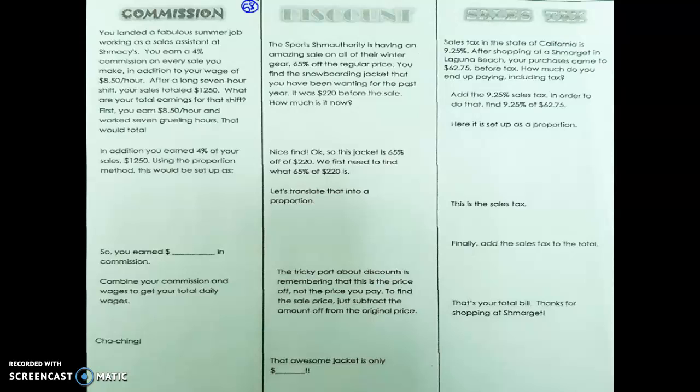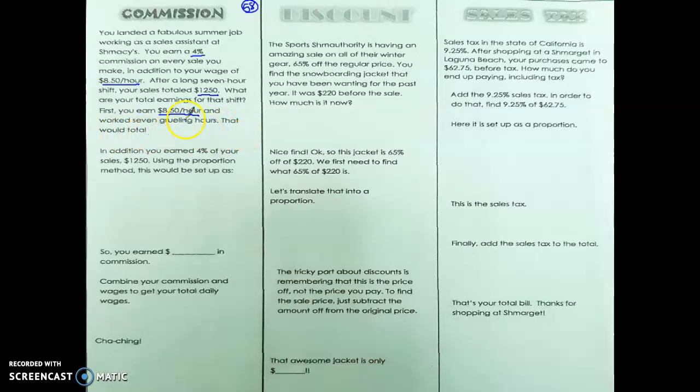So first off, you're going to make $8.50 an hour no matter how much you sell. So even if you sold $0 worth of merchandise, you earn $8.50 an hour. However, for every dollar that you sell or worth of merchandise you sell, you earn 4% on that. So at the end of your 7-hour shift, you had sold $1,250 worth of stuff. So it says, what are your total earnings for that shift? First, you earn $8.50 an hour and worked a 7 grueling hours.